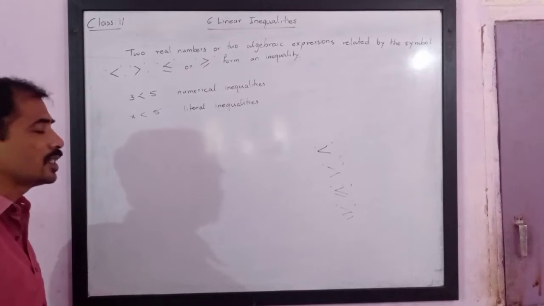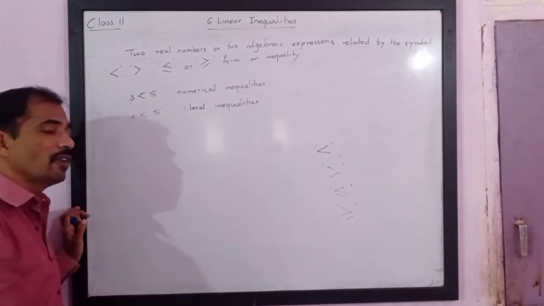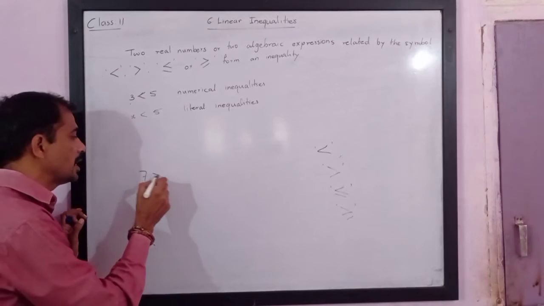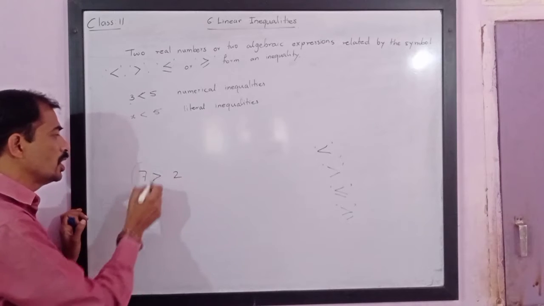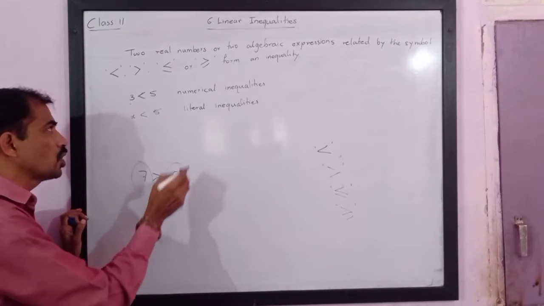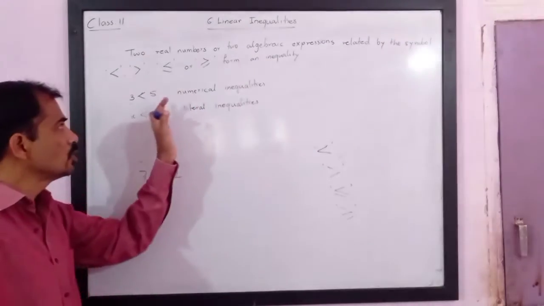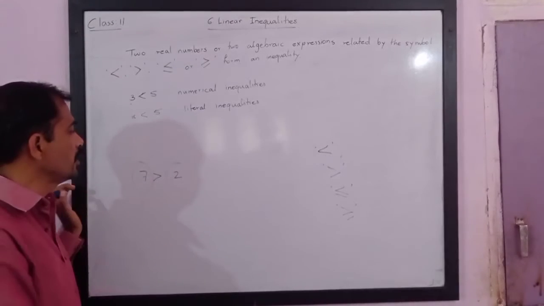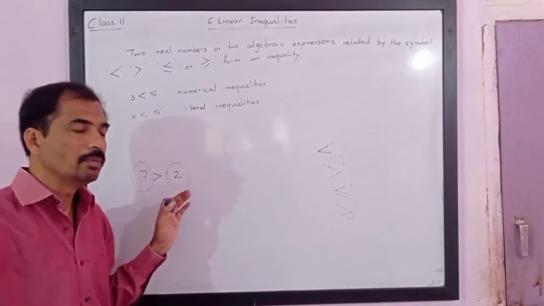Now let us try to understand. Numbers are on both sides: 3 is less than 5, or 7 is greater than 2. Please note, this side is a number and this side is also a number. So this type of inequality is called a numerical inequality, if the relation exists between only numbers.